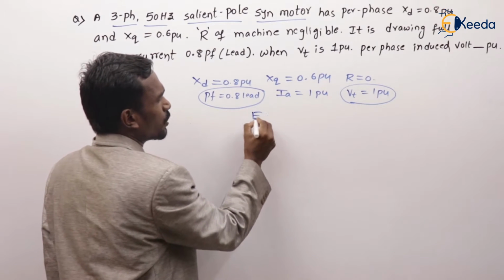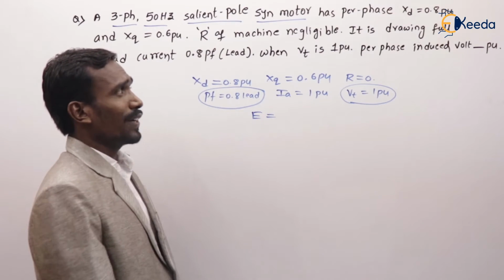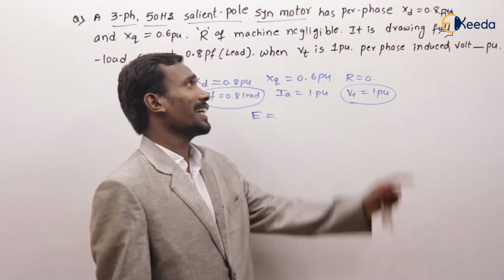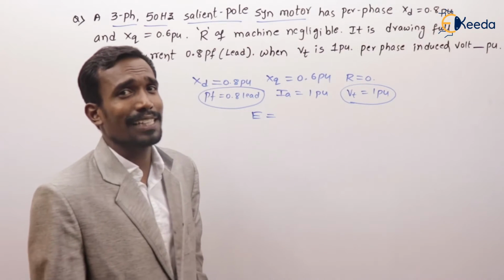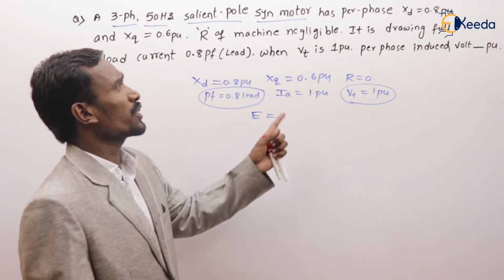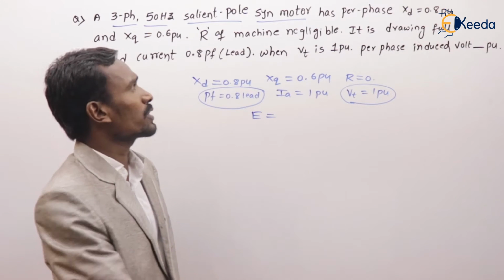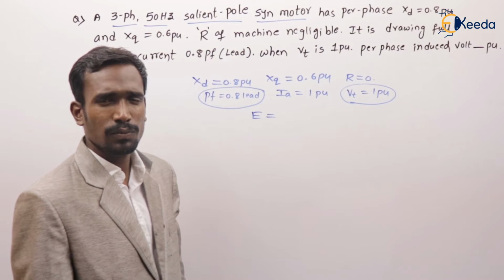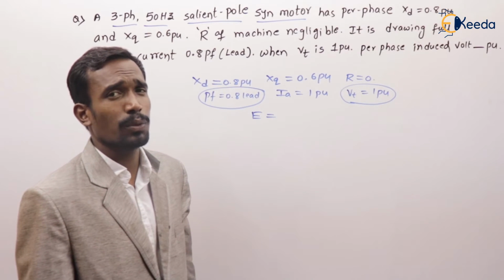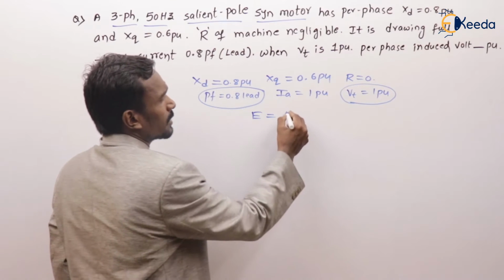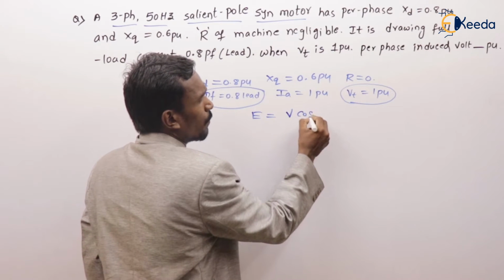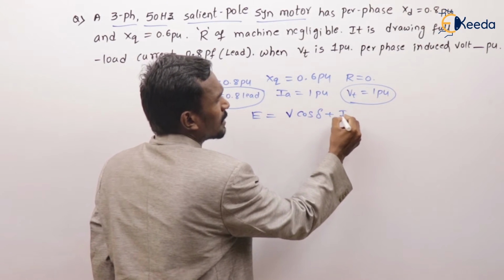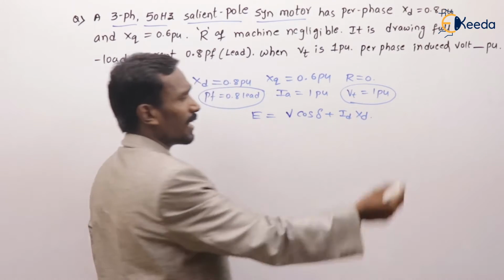Then find the induced EMF for the salient pole motor, in per unit. What is the value for the salient pole motor? The induced EMF E is equal to V cos delta plus Id Xd.